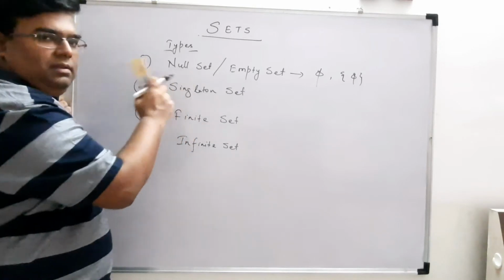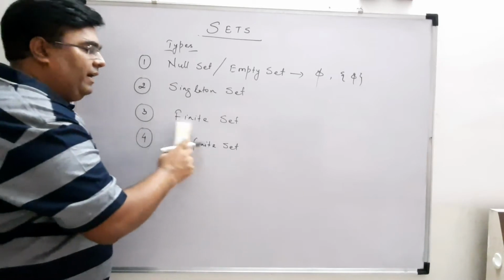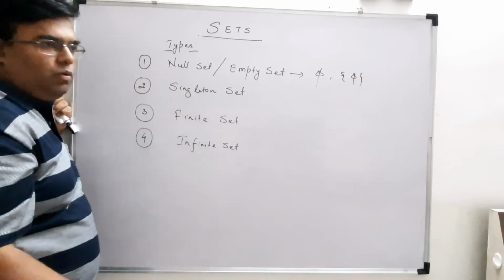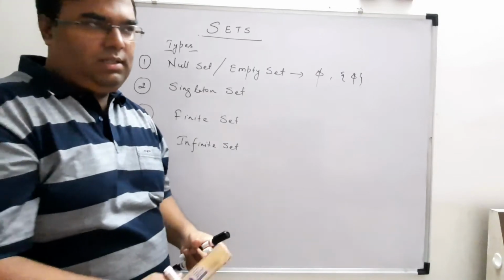Okay, null set, no elements. Singleton, one element. Finite, more than one, and we can count. Infinite, more than one, of course we cannot count. Okay.